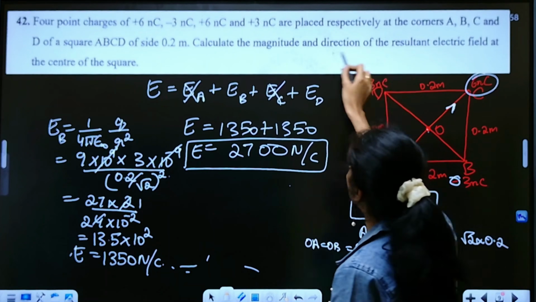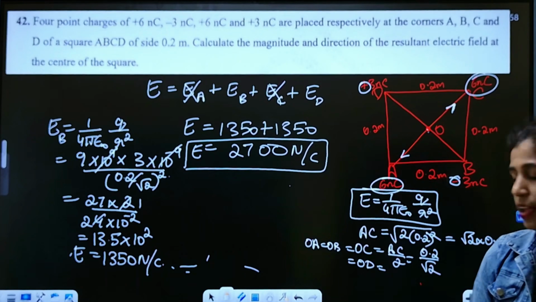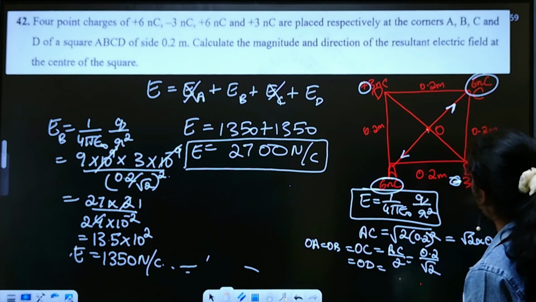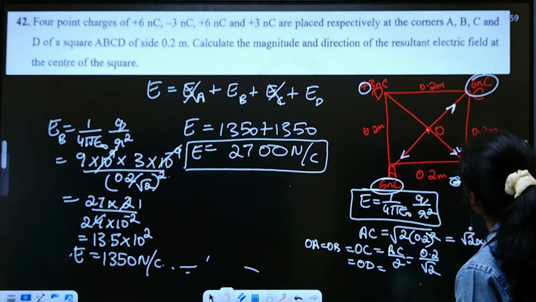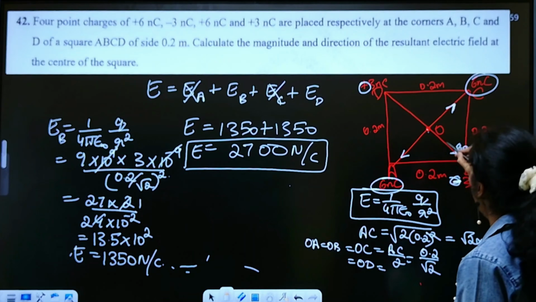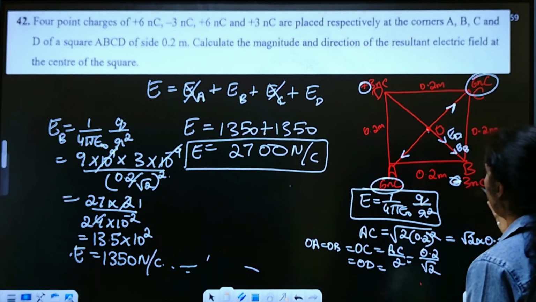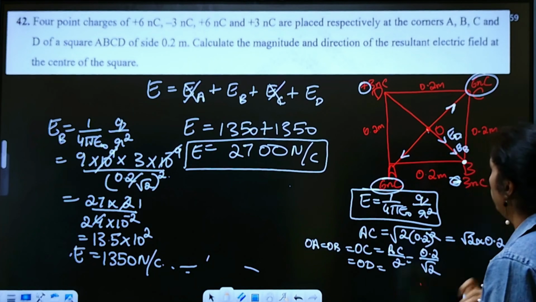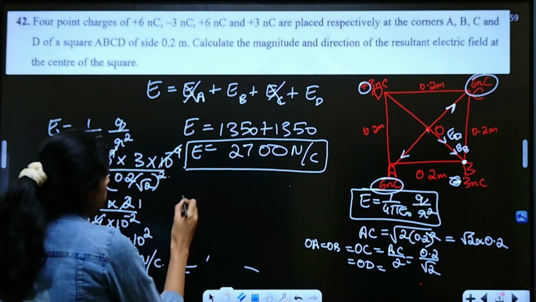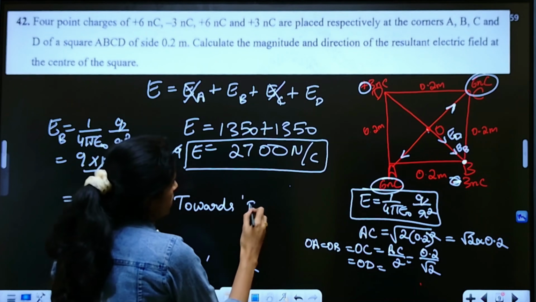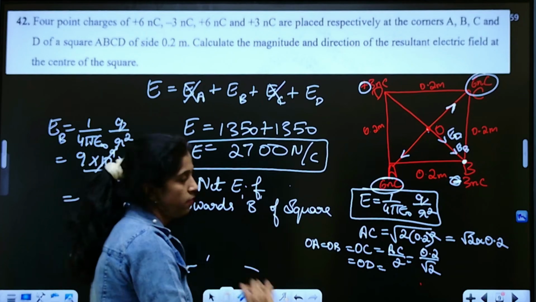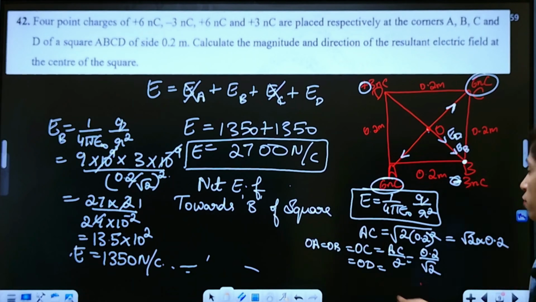Next they're asking, don't forget this, what is the direction of the resultant electric field at the center of the square. So how to find the direction here? The electric field due to B will be towards the center, because it's a negative charge. And the electric field due to D is outwards, because it's a positive charge. So finally, you can say that the electric field is towards point B of the square, because you can see here the net electric field is pointing towards B. So the net electric field direction is towards B of the square. That completes the first numerical of this paper.